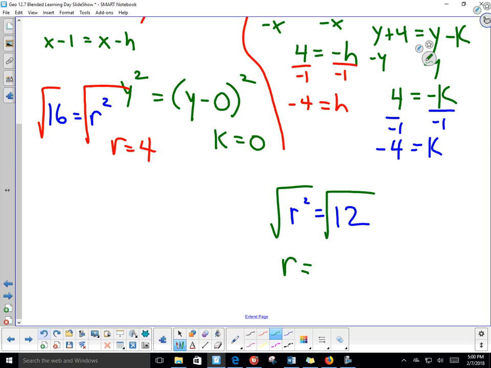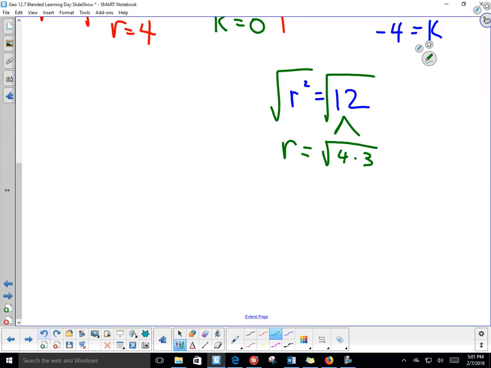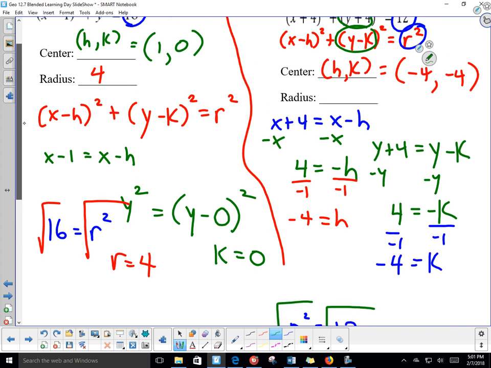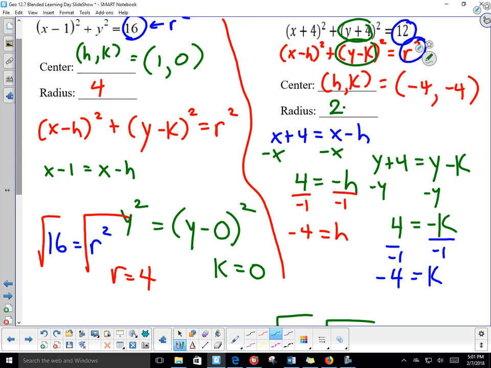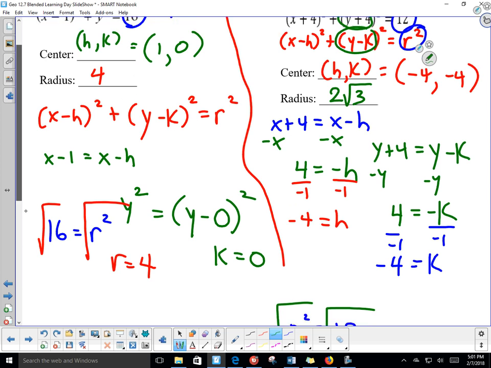And I can simplify the square root of 12 because that splits up into the square root of 4 times 3, which is the square root of 4 times the square root of 3. And the square root of 4 is equal to 2. So I really could write my radius as 2 times the square root of 3. So that's the radius of this circle, because r squared is equal to 12. Our radius is 2 times the square root of 3. Let's take a look at another example.